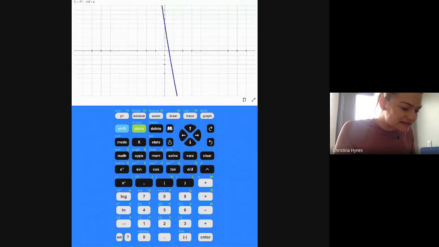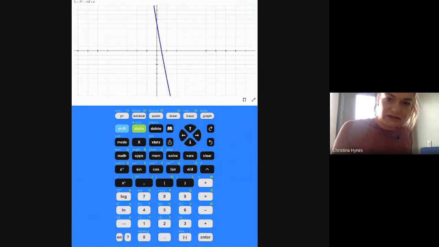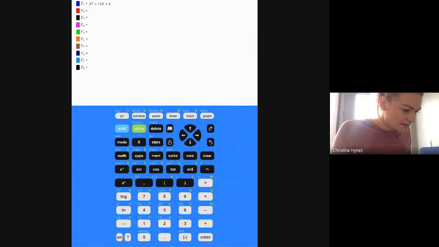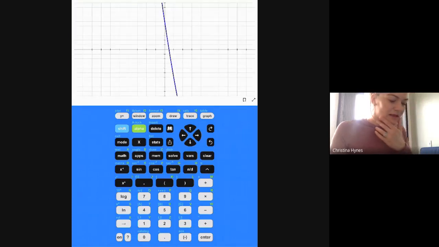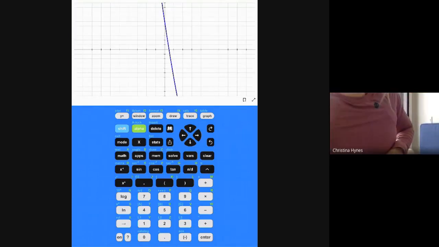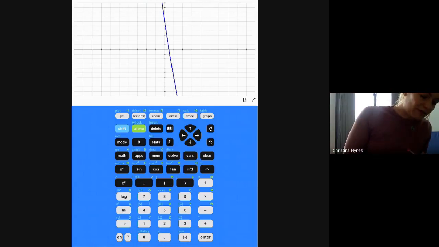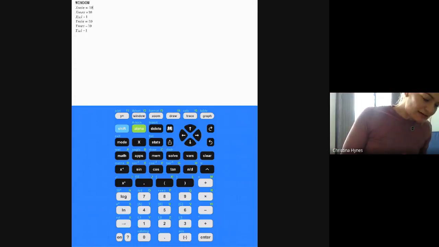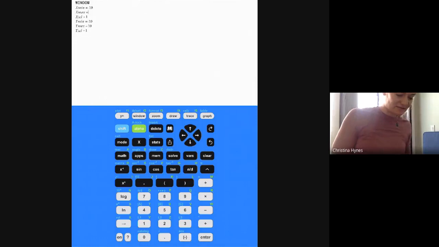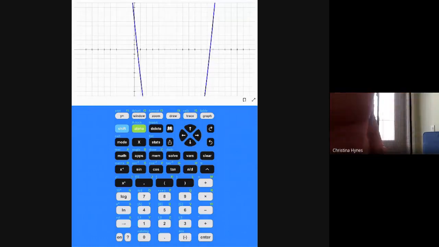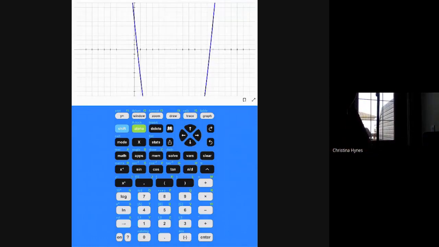Graph it. As you can see, I need a little bit more. This one should be an upward facing parabola. Push it. Here you go. It looks like I need more of my x max. So I changed my x max to go up to 20.